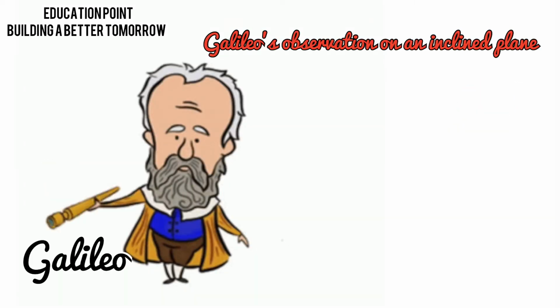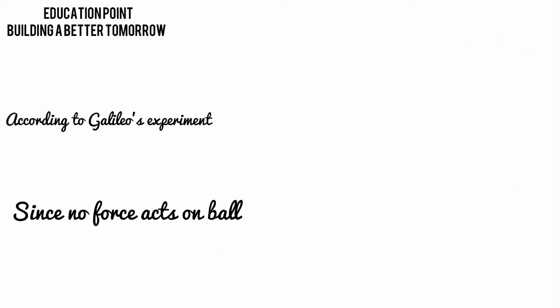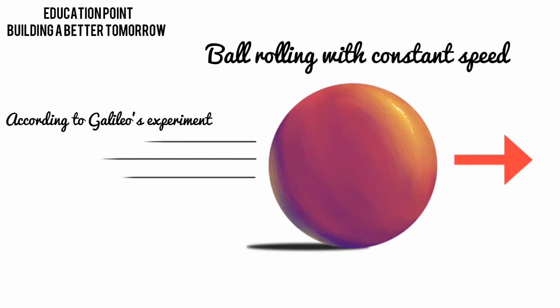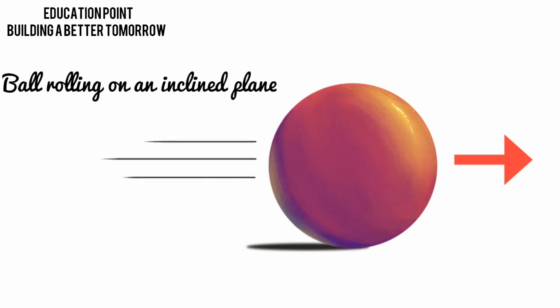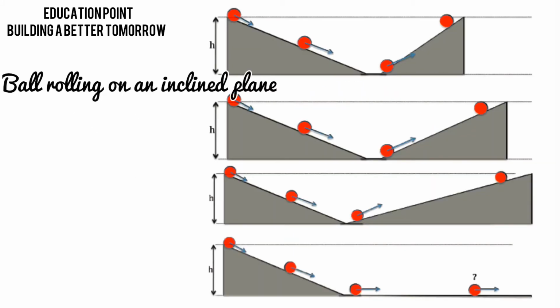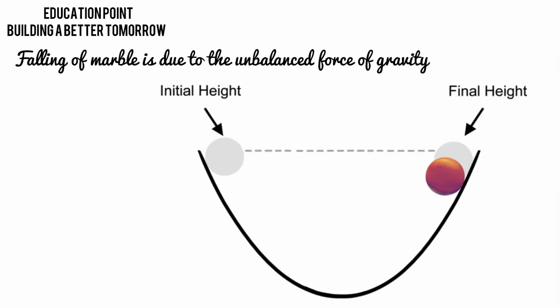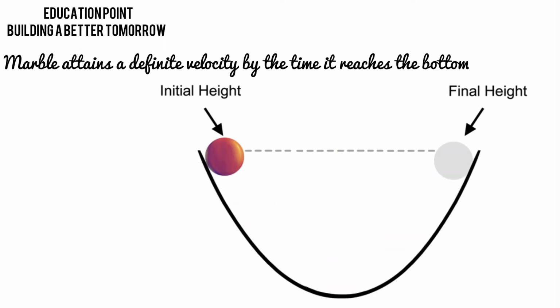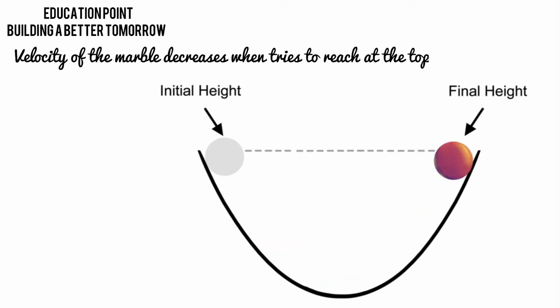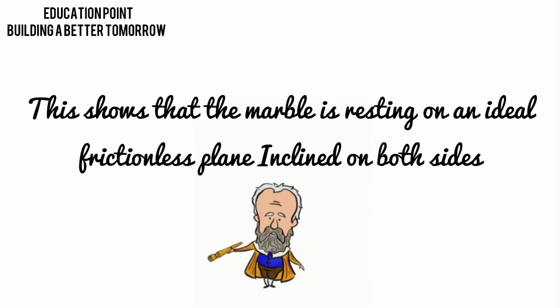By observing the motion of objects on an inclined plane, Galileo deduced that objects move with a constant speed when no force acts on them. He observed that when a marble rolls down an inclined plane, its velocity increases. The marble falls under the unbalanced force of gravity as it rolls down and attains a definite velocity by the time it reaches the bottom. Its velocity decreases when it climbs up. The figure shows a marble resting on an ideal frictionless plane inclined on both sides.